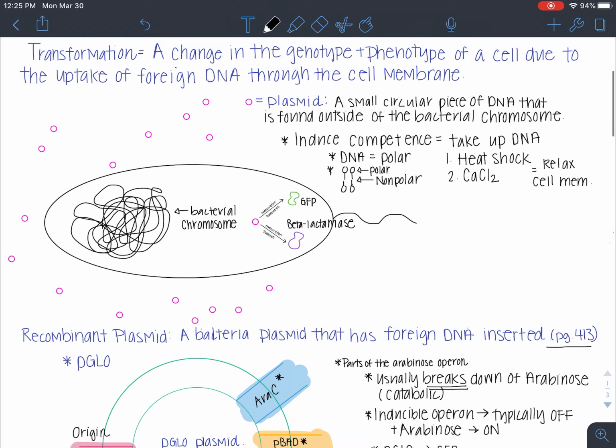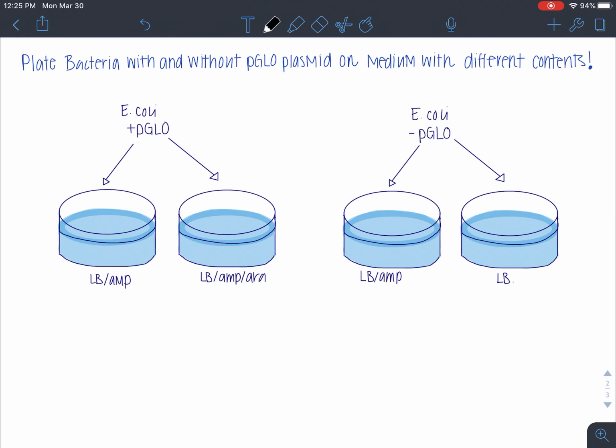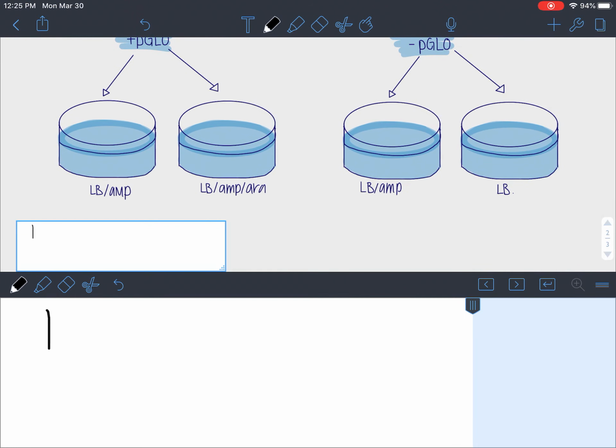Okay, so how do we figure out which of our E. coli cells have taken up the plasmid and which ones have not? We're going to plate our bacterial cells on different types of mediums. So what you're going to see in your lab procedure is that you are going to plate on 4 different types of plates. You're going to have 2 plates where you're going to put the E. coli that you've exposed to pGLO, and you're going to have another 2 plates where you're going to put the E. coli that you have not exposed, or not given that pGLO plasmid. And what we have in these plates are abbreviations, and I'm going to walk through those abbreviations with you.